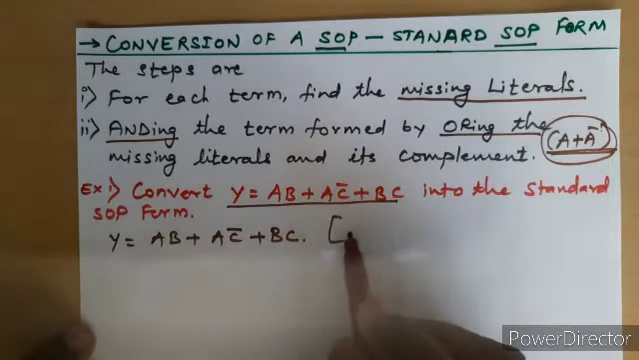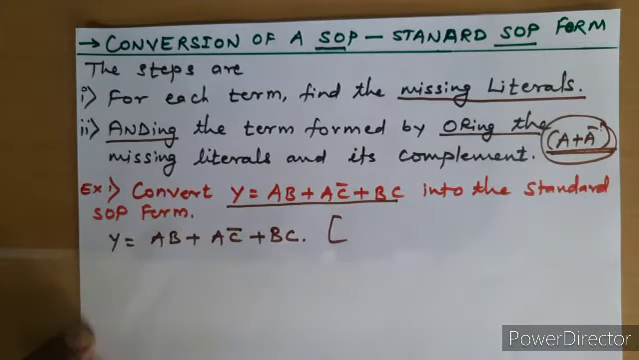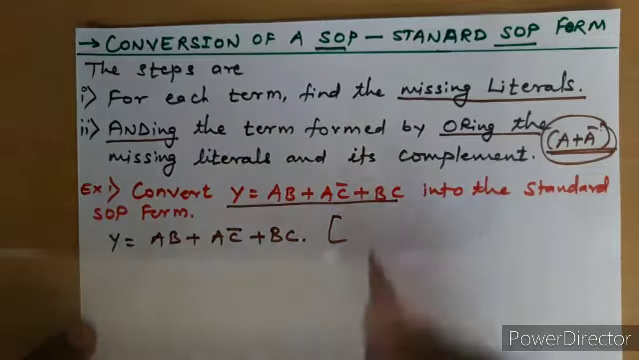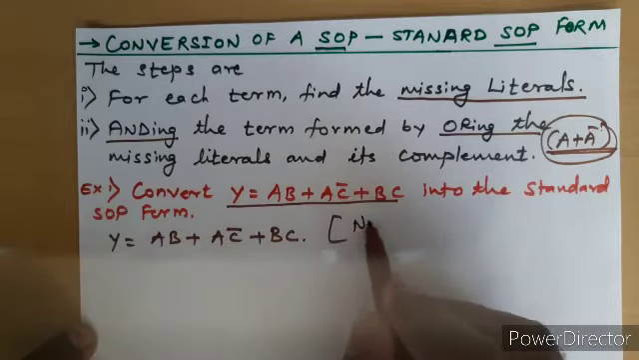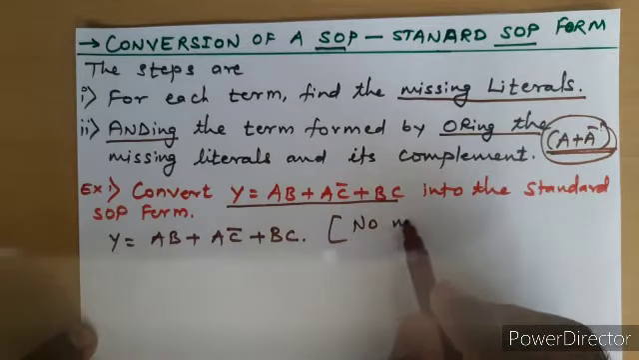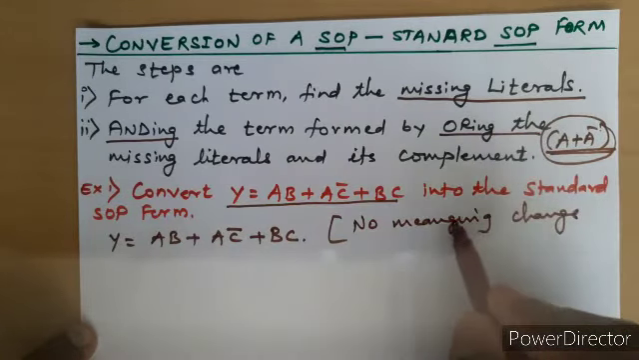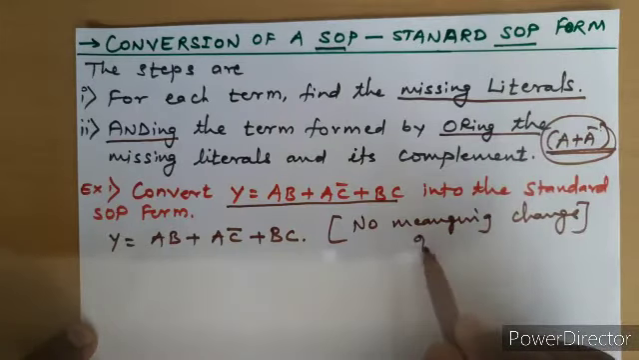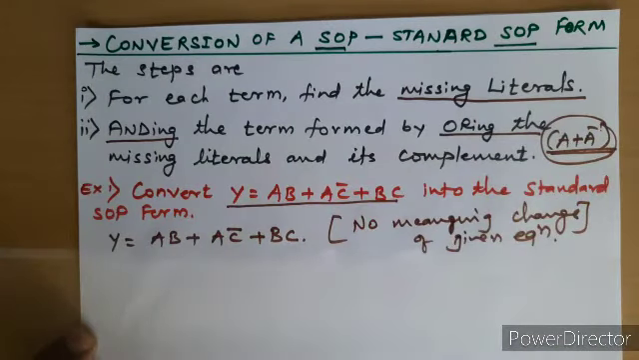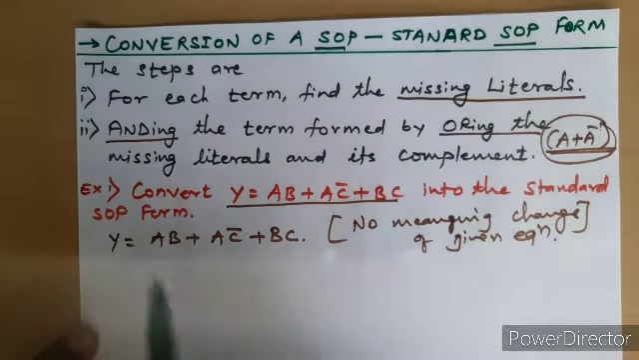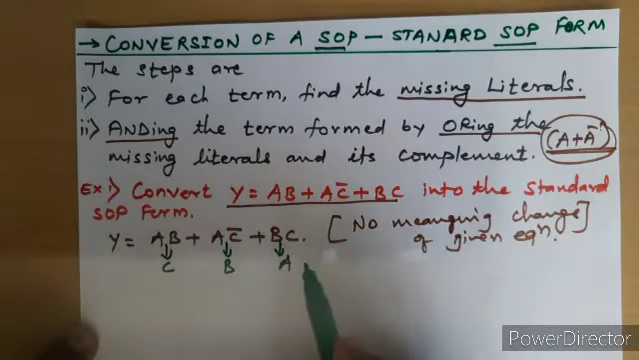Here also we have to see that while we are adding some extra terms or extra literals, it should be added in such a way that there is no change in the meaning of the given equation. Now if you see, C is missing here, B is missing here, A is missing.